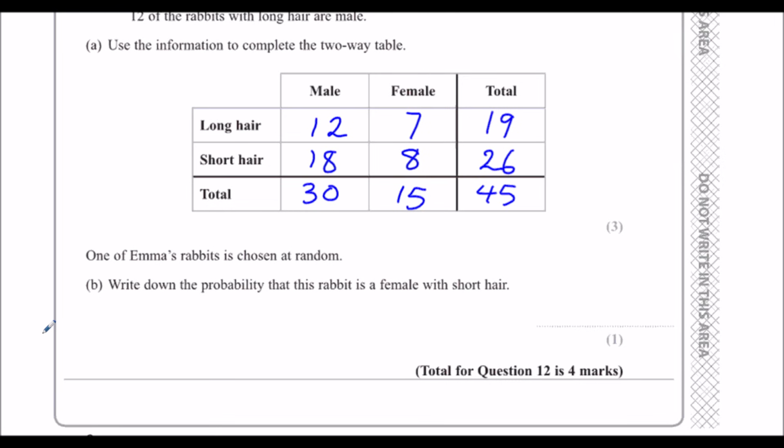One of Emma's rabbits is chosen at random. Write down the probability that this rabbit is a female with short hair. So female, short hair, there's 8 of them. So there's 8 of them out of 45 in total. So it's 8 out of 45.